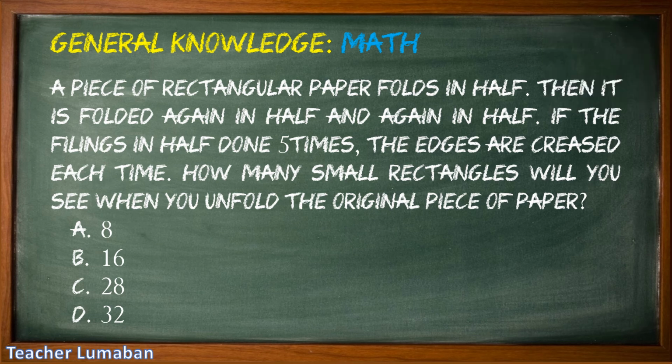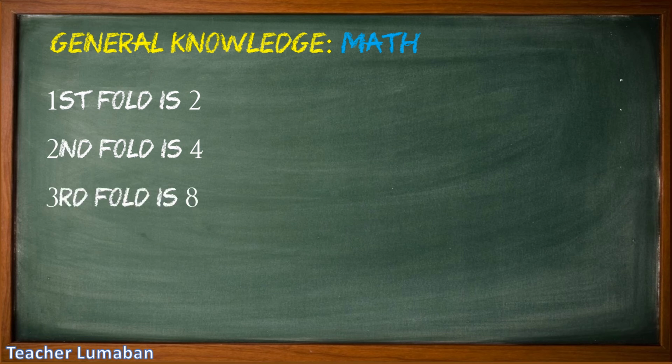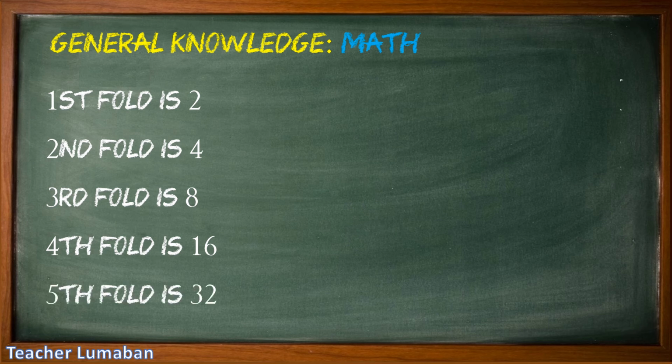The correct answer is letter D, 32. First fold is 2. Second fold is 4. Third fold is 8. Fourth fold is 16. Fifth fold is 32.